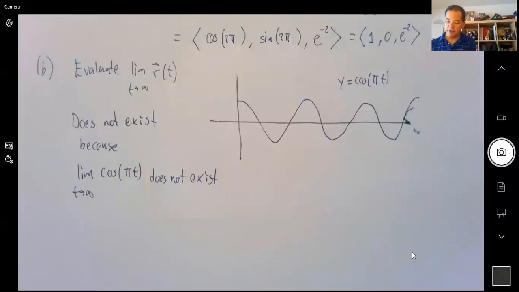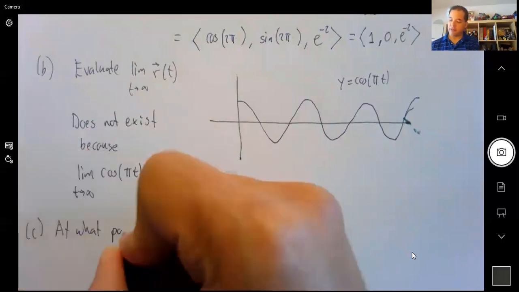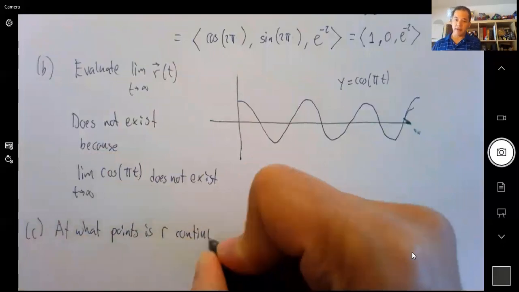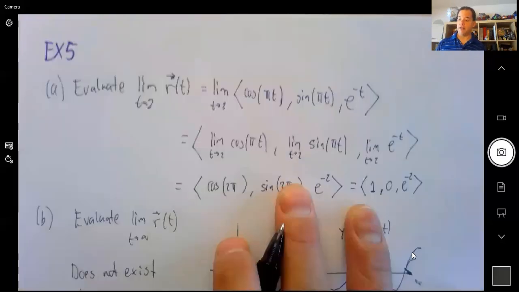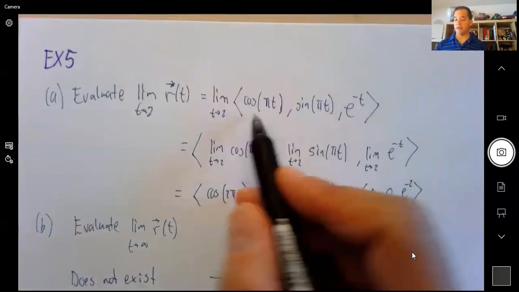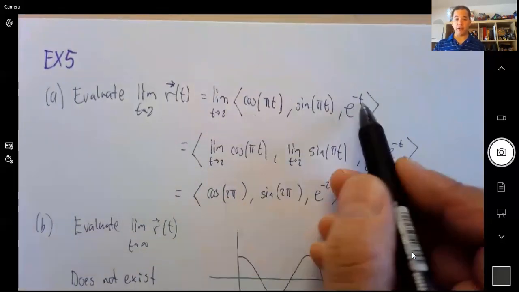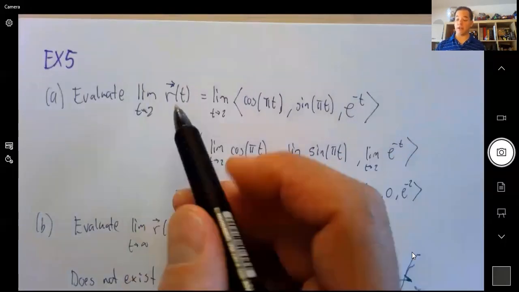And then for part C, it says, at what points is r continuous? This is an easy question to answer as well, because look at over here. Where is cosine continuous? Everywhere. Where is sine continuous? Everywhere. Where is e to the something continuous? Everywhere. The three of them are continuous everywhere, therefore the vector function is continuous everywhere.